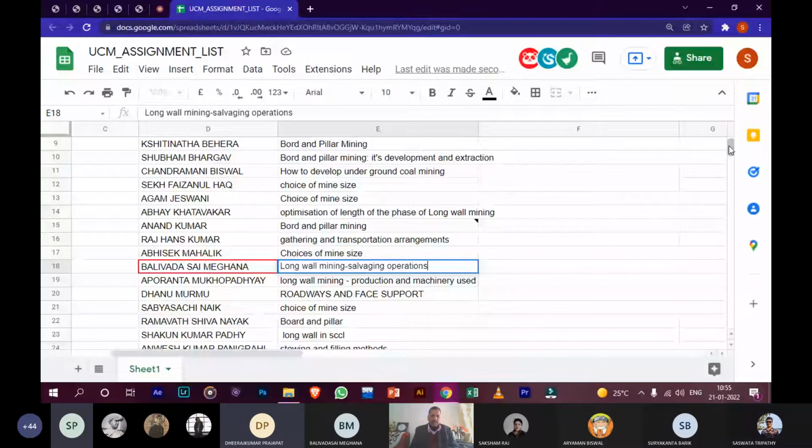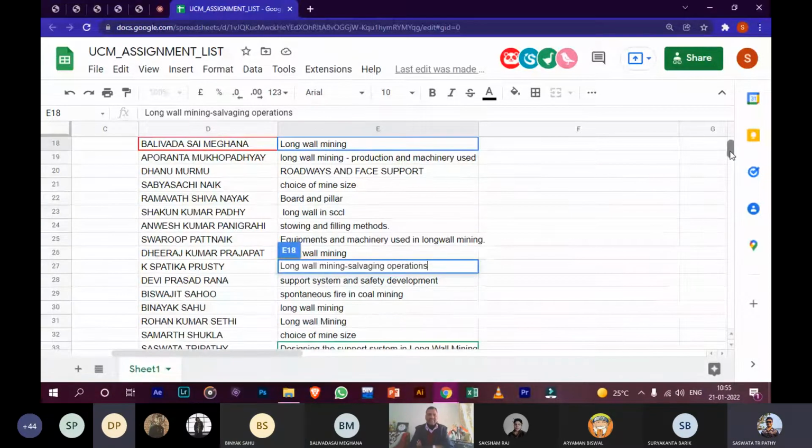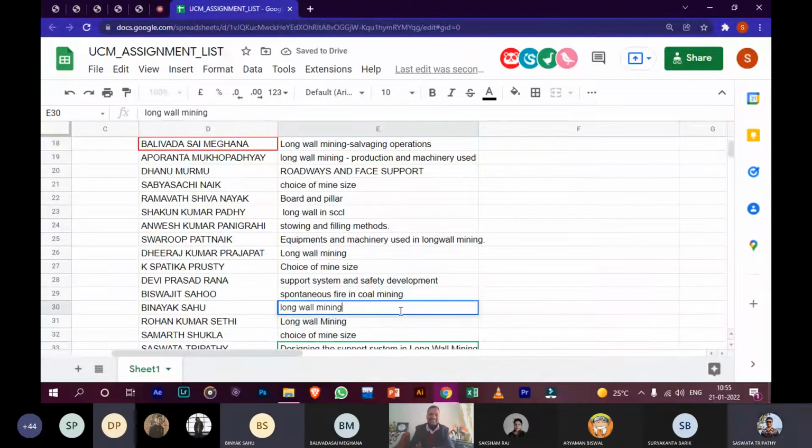Excuse me, sir. Myself Binayak Sahu. Vinay Sahu, right. Yes, sir. Sir, I want to take improvement of equipment of longwall mining. Very good. But have you got, I appreciate this point, have you got any material related to improvement of equipment? Sir, I got material related to equipment used in longwall mining, not about its improvement. So I will read, then I will think about it. Yeah, no, it is all right.